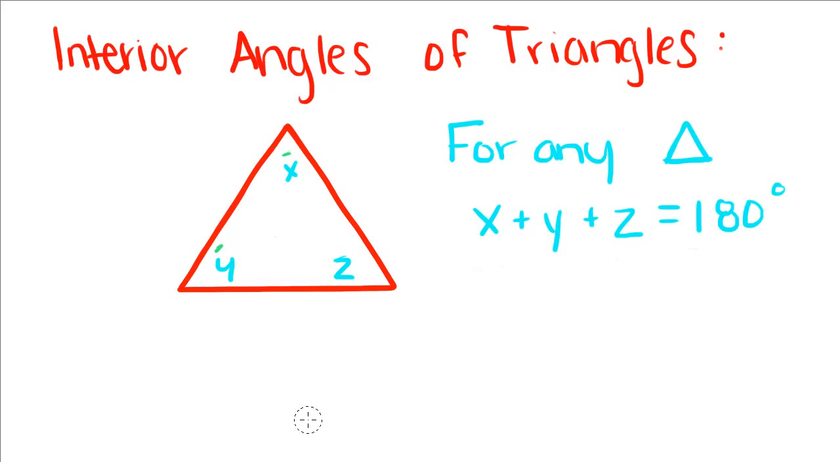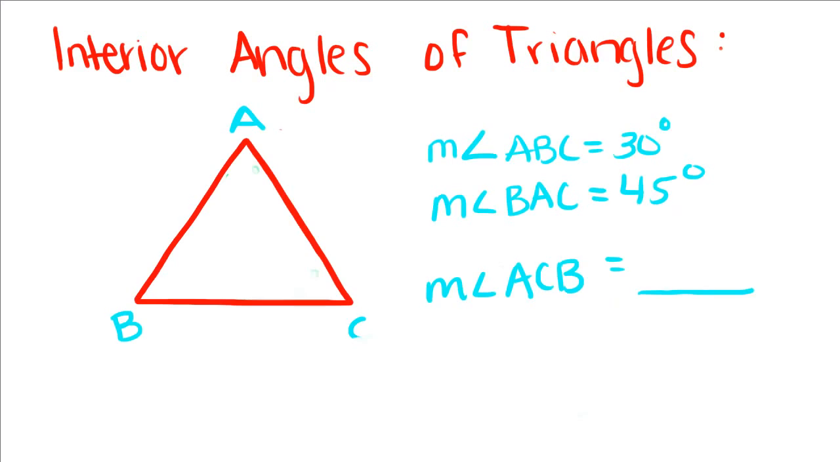We're going to be talking about interior angles of triangles. So for any triangle, x plus y plus z is equal to 180 degrees. This is just saying that the measure of angle x plus the measure of angle y plus the measure of angle z is equal to 180 degrees. So using this information, we're going to do an example.